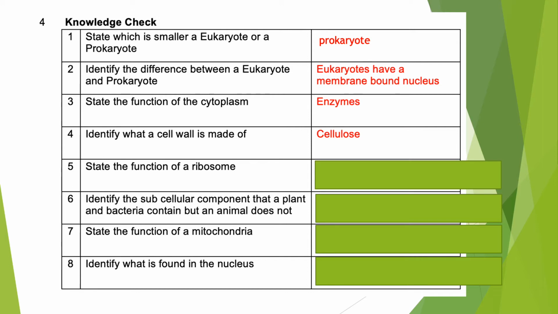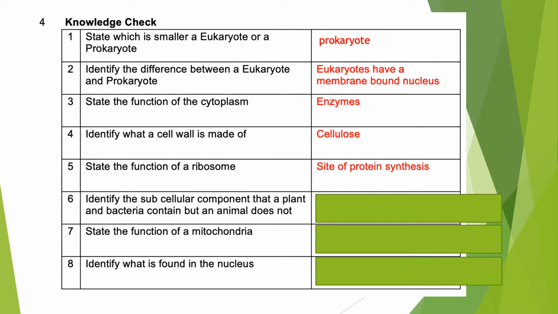So again, make sure you know the functions of all the organelles that we've learned about so far, and ribosomes are responsible for making the protein in our body, right? So that's going to be a site of protein synthesis. Make sure you try and use the scientific terms, but if you put the place where proteins are made, I would probably accept that. Number six, identify the subcellular component.